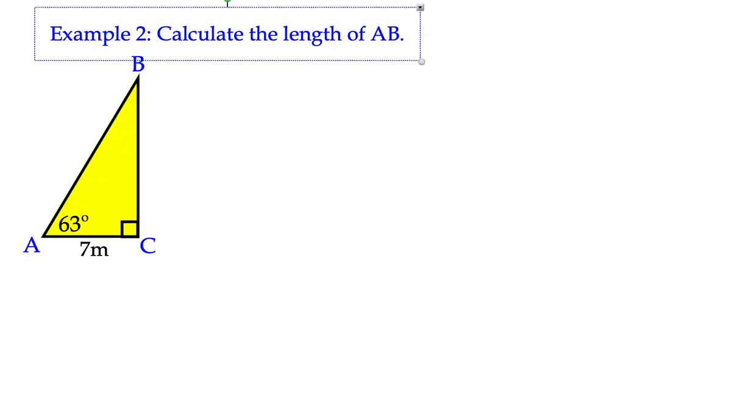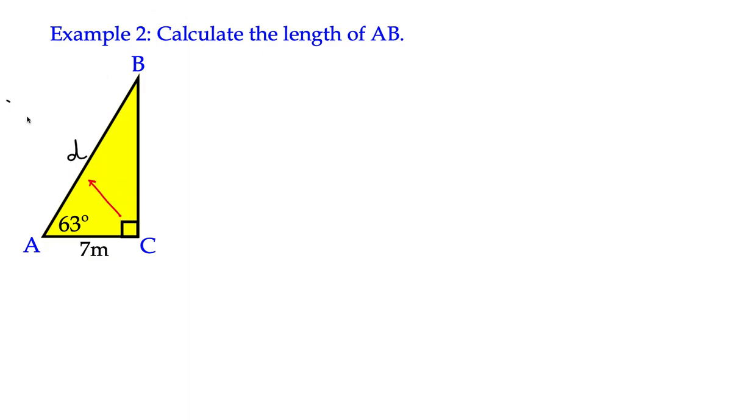Okay, let's try a second example. It says here, calculate the length of the line AB. Okay, so length of line A to B is this sloping line here. Rather than using capital AB, I'm going to put a letter in it, just to, I'll call it D for distance. So I'm going to work out the length of what is small d rather than capital AB. I'm going to label my sides. So opposite the right angle is the hypotenuse. Opposite 63 is the opposite, and then we've got the adjacent here.